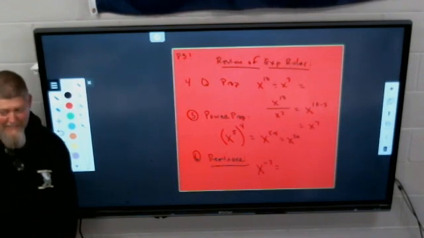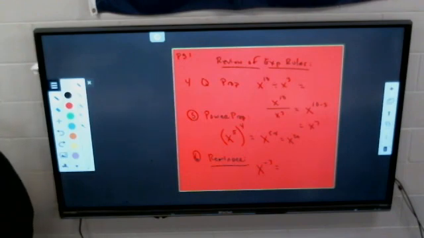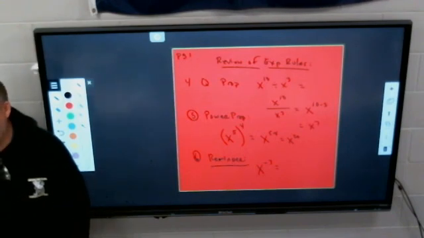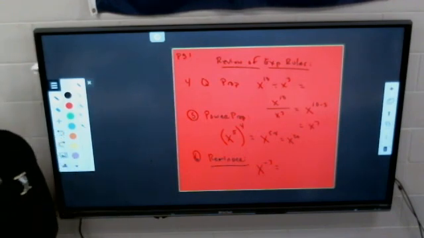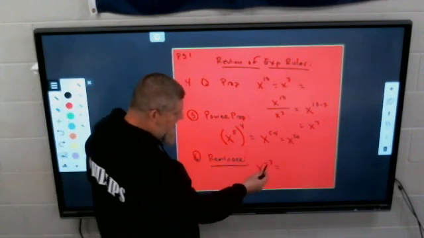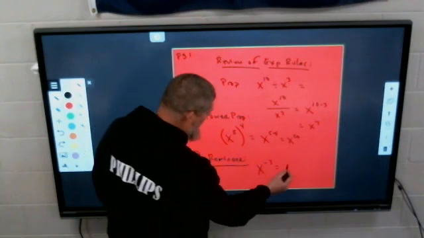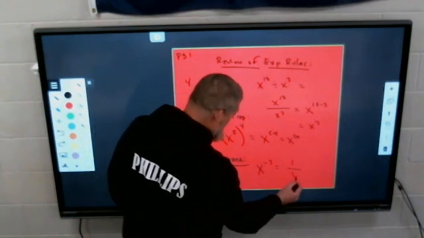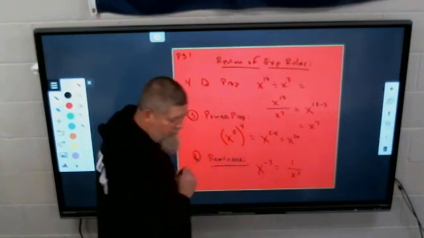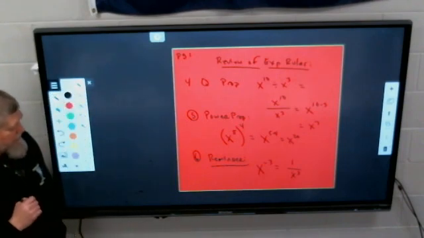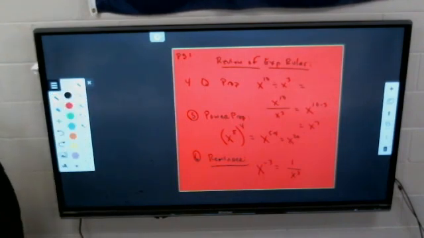Yes. So what would I write? X divided by X divided by X. Nope. Isn't it 1 over x cubed? Correct. So the negative really just tells me to move it. It's all about location. If it's in the numerator, I simply move it to the denominator and make it positive. So x to the negative third equals 1 over x to the third.